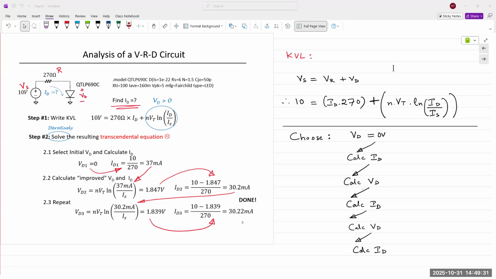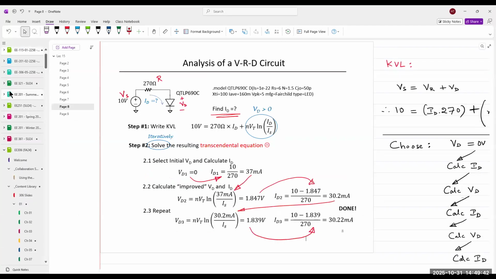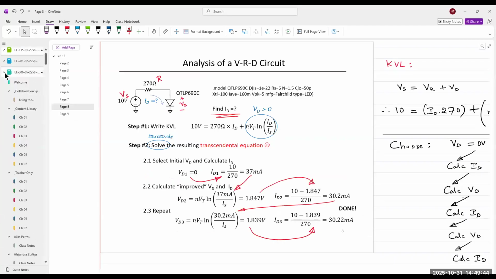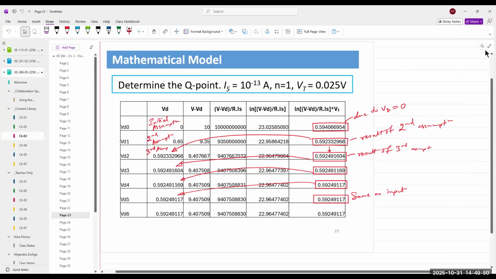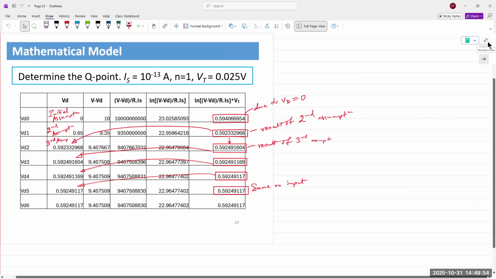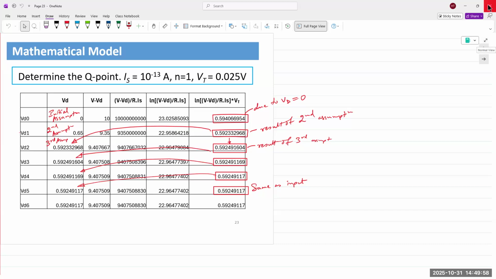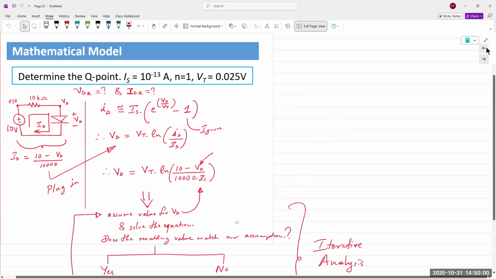Let me show you. There's only one more slide to go. So let me show you something else. In our 306 class, which is the semiconductors class that E students take, we are talking about a mathematical model for a diode circuit.